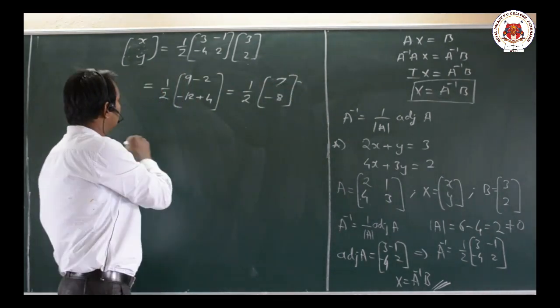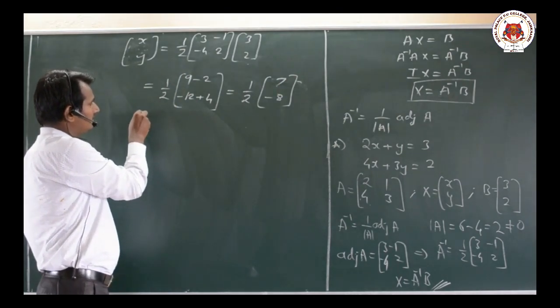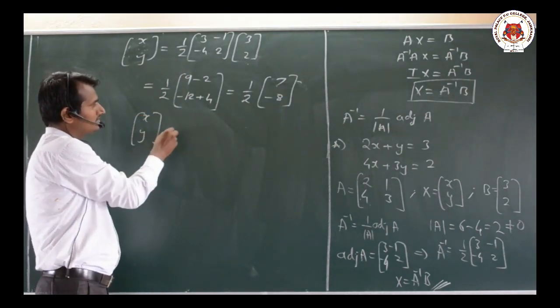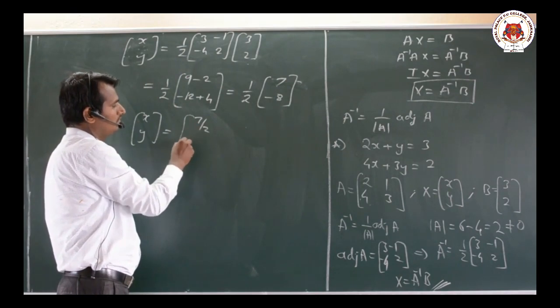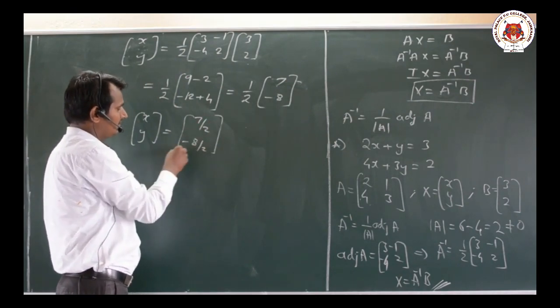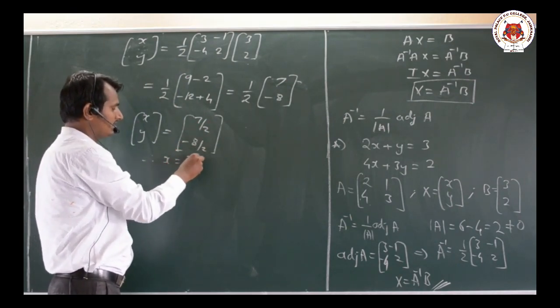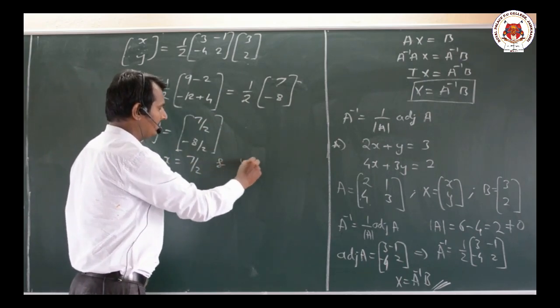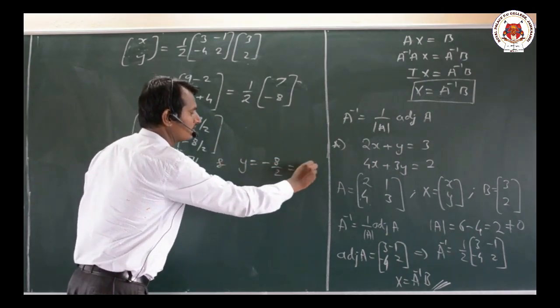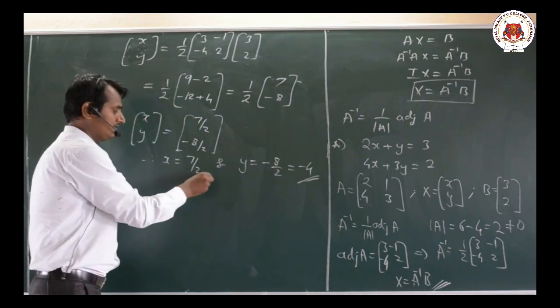Hence here the x value, that is xy, which is equal to 7 by 2 and minus 8 by 2. Therefore, x value will be 7 by 2 and y value will be minus 8 by 2, that is equal to minus 4. That is your required result.